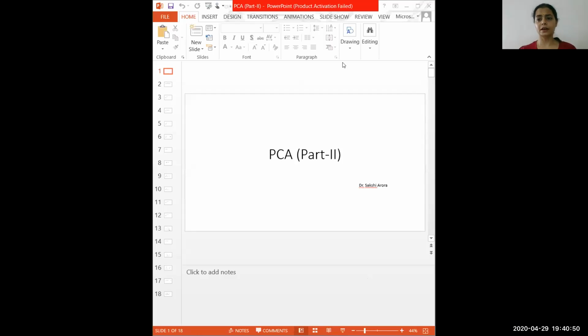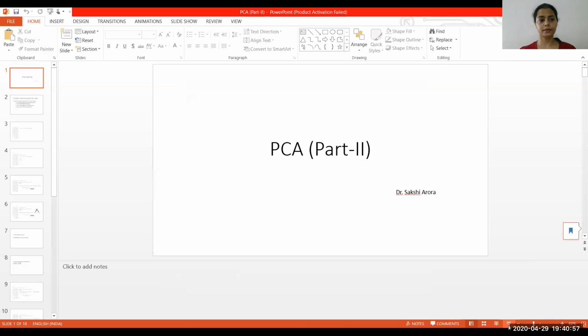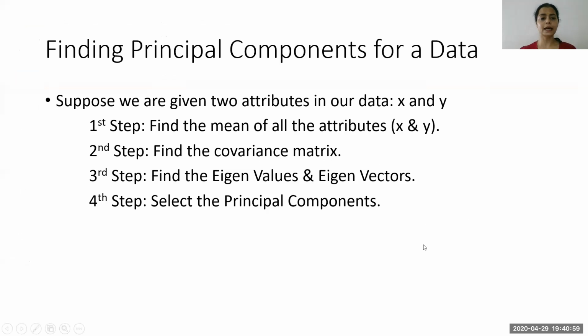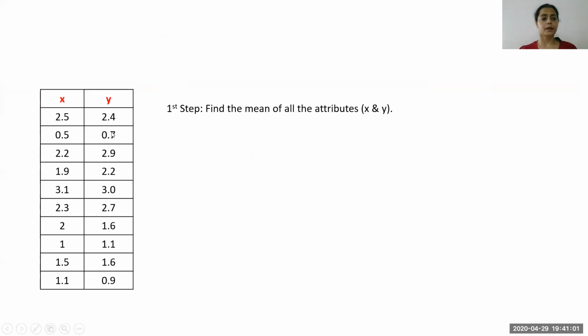Now, let us say we have data that comprises two attributes, X and Y, and there are 10 records of data or tuples that have been given to us. Let us say this is the form of data that has been given to us. Now, how do we solve this problem and how do we reduce the dimensionality from here?